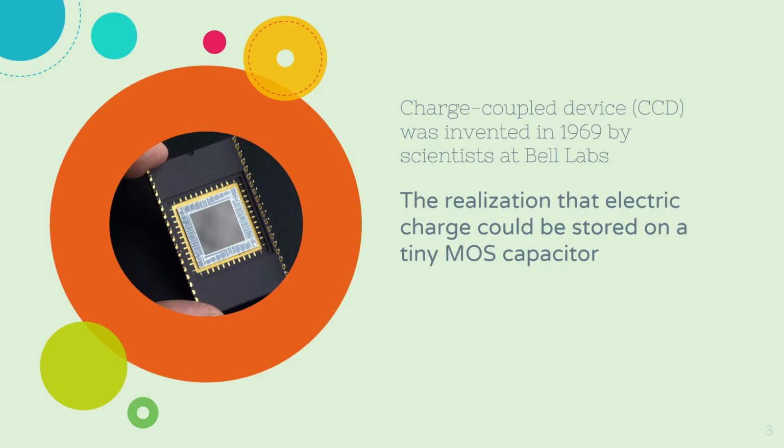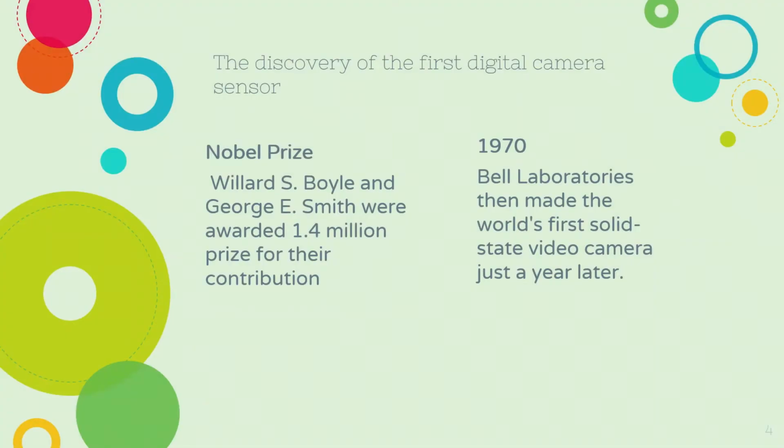As you can see in this image, it's somewhat the size of maybe a business card, but nowadays it's almost as small as a 20-cent coin. So, the discovery of the first digital camera sensor.